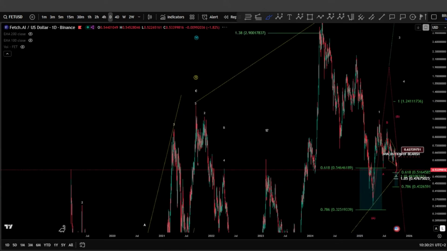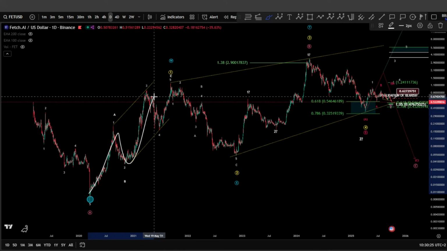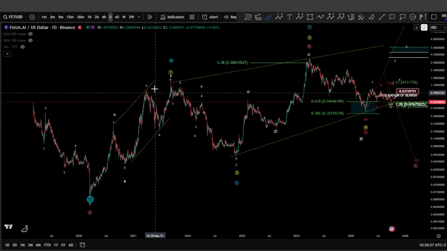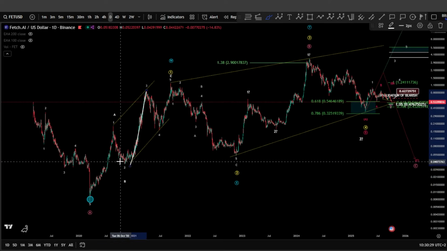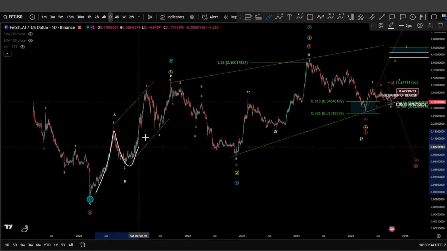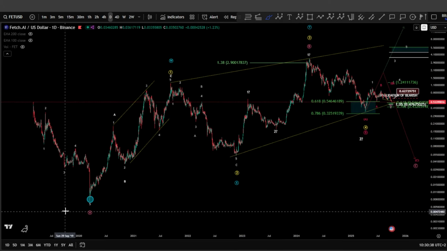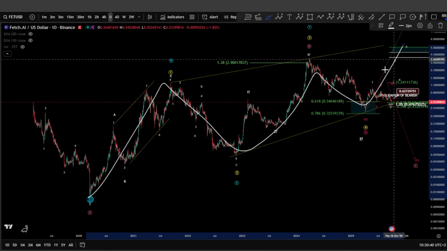Now, FET on the daily. For FET, we are looking also at a potential leading diagonal here. I don't like it so much. Wave 3 looks a little bit longer than wave 1. And that is a question mark again. It can be an ABC zigzag followed by a correction. You have another zigzag upward, meaning it can be a leading diagonal here.